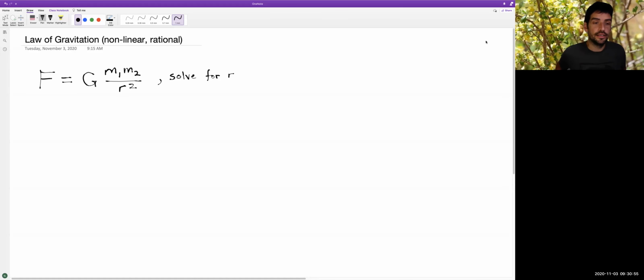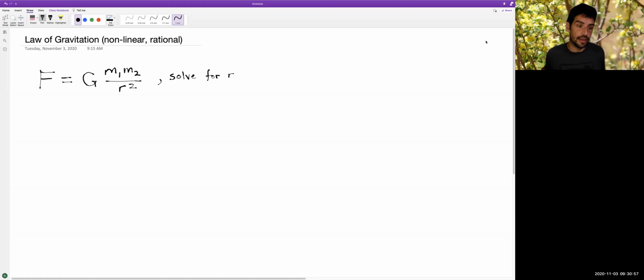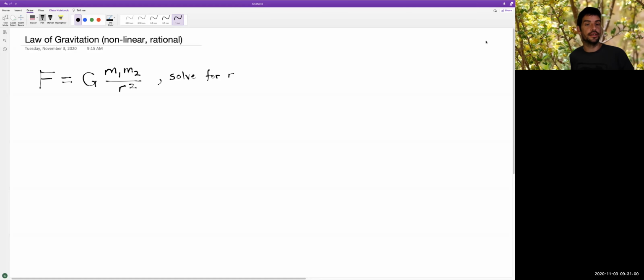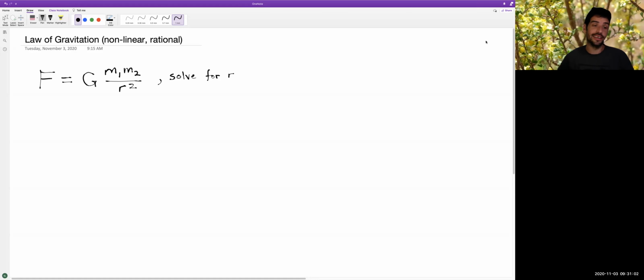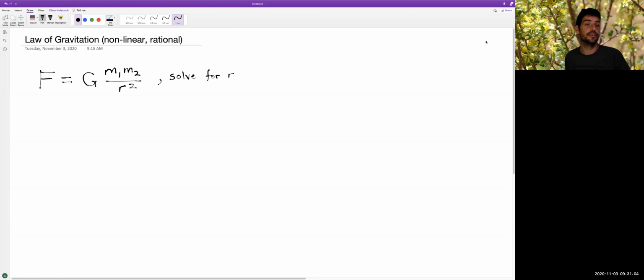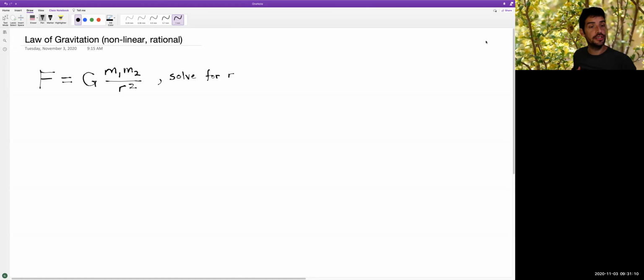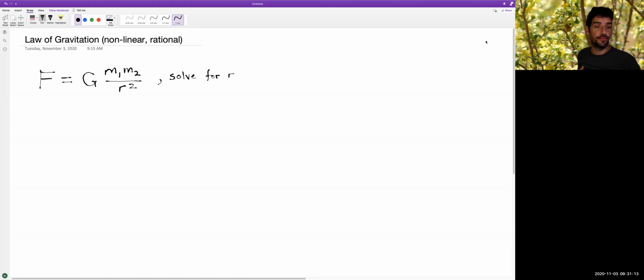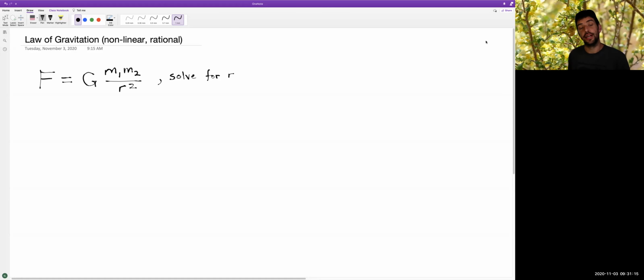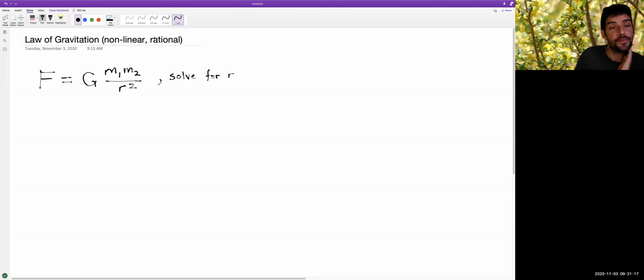Hey everybody, today we're going to do an example of solving for a variable in an equation. In this case, it's nonlinear and happens to be rational. And so here's the equation we want to solve. We've got F equals G times m1 times m2 over r squared, and I want to solve that for r.